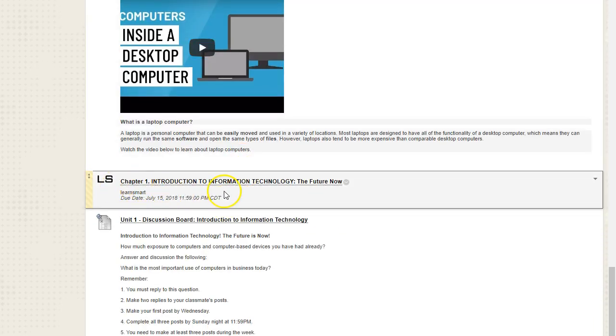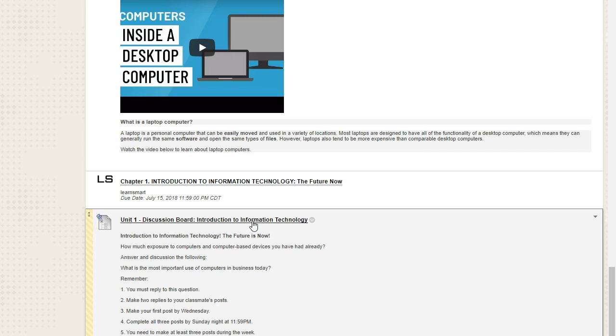Now this is your introduction to information systems or technology. So this is the Learn Smart. This goes with the information systems book, not the Office book. So that is an assignment. You need to make sure you do this. And then the discussion board is an assignment as well. You need to make sure that you're getting in and doing that.